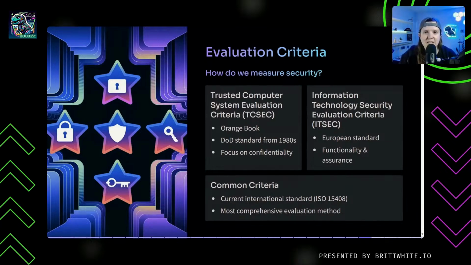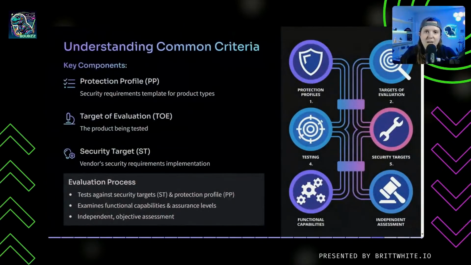So let's dive a bit deeper into the Common Criteria because it's so prevalent and important. It's called Common Criteria because several countries collaborated to create a common, internationally recognized standard. This means that if a product is evaluated in, say, Germany, that evaluation is trusted by organizations in the US, Canada, the UK, and other participating countries. It provides a level of trust and consistency across borders. The Common Criteria uses several key components.